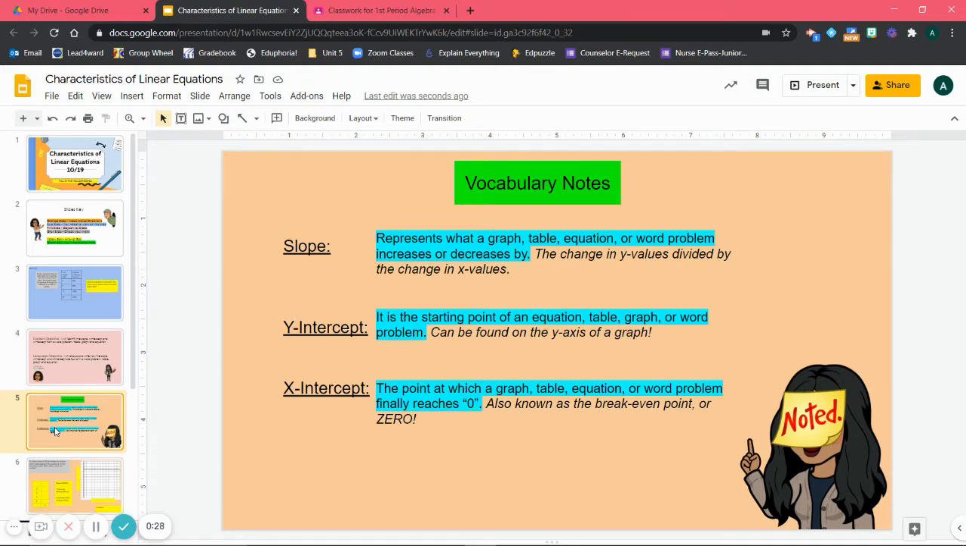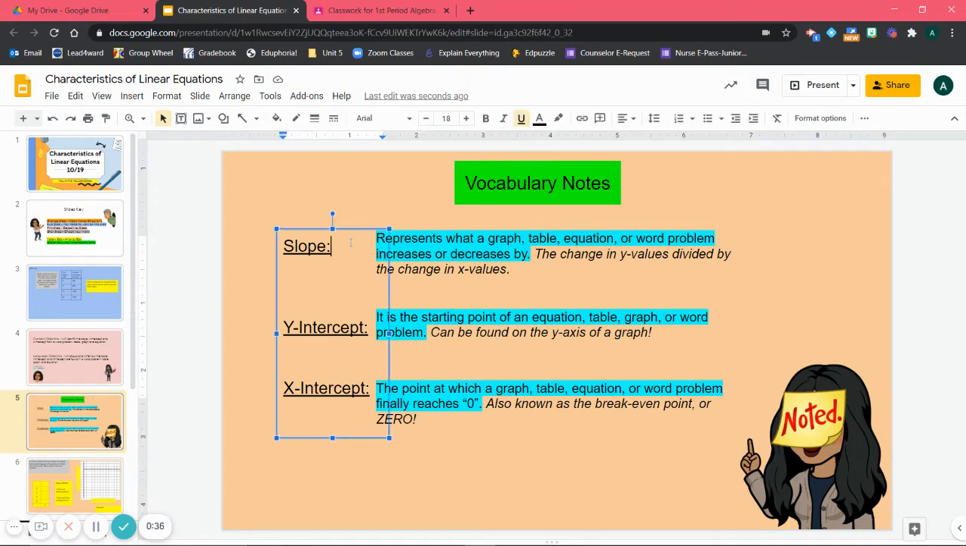To find our slope, we have to find the change in the y values and divide it by the change in the x values. Now, slope is a new word, but what slope actually is, we've been working on. Slope is another word for finding the constant rate of change. So if you know the constant rate of change, that is also now known as our slope.